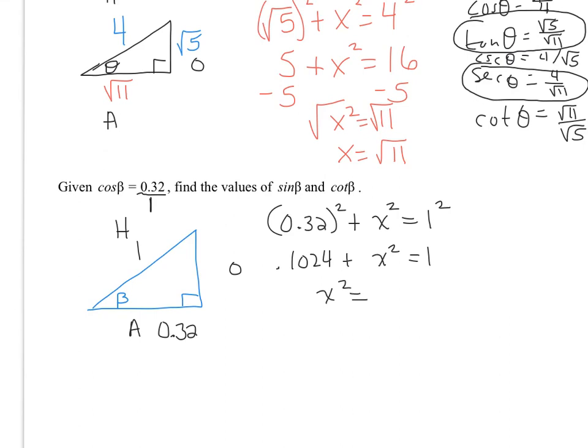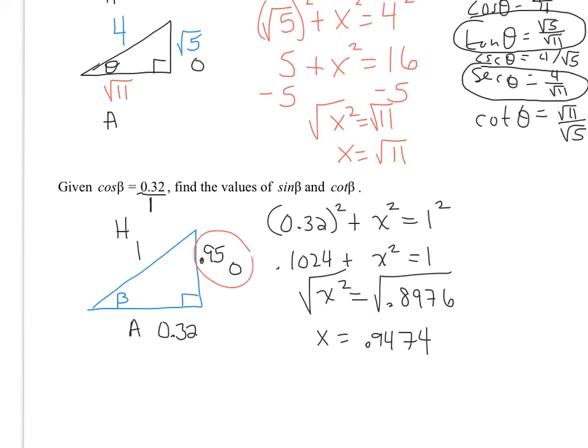I'll then, of course, subtract 0.1024 to the other side. So that would give me 0.8976. And then I'll take the square root. So the square root of 0.8976 is going to give me 0.9474. If I wanted to round it, I certainly could. Maybe I just round this to 0.95 to make it have the same number of decimals as the other one, because this is some long irrational number.